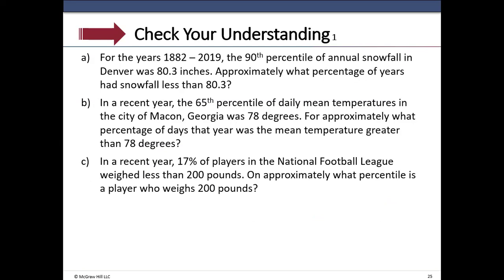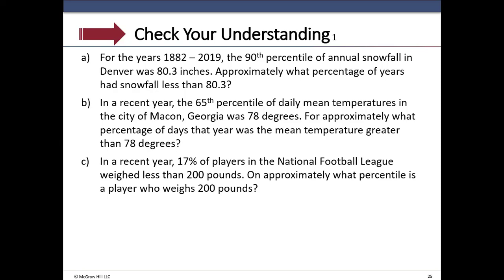In a year, the 65th percentile of daily mean temperature in the city of Macon, Georgia was 78 degrees. For approximately what percentage of days that year was the mean temperature greater than 78? So it's 100 minus 65, which is 35%.